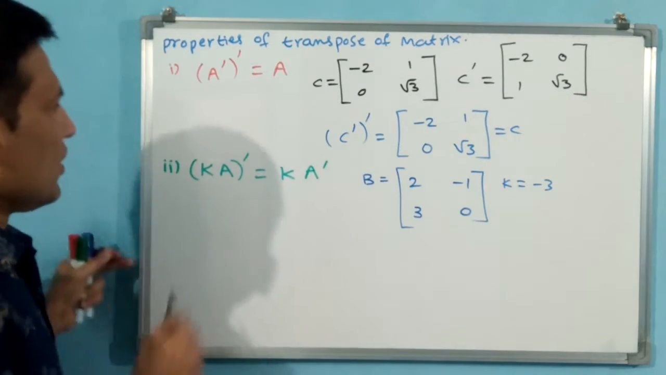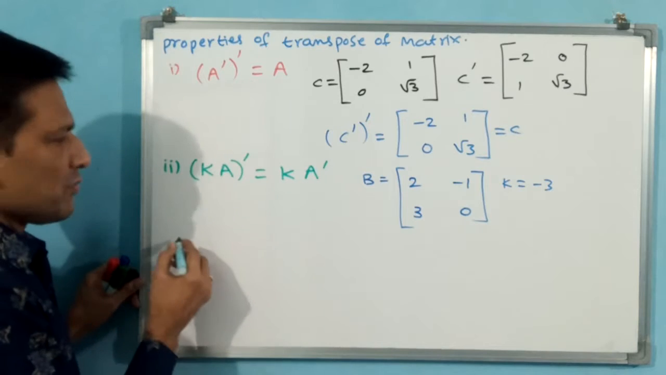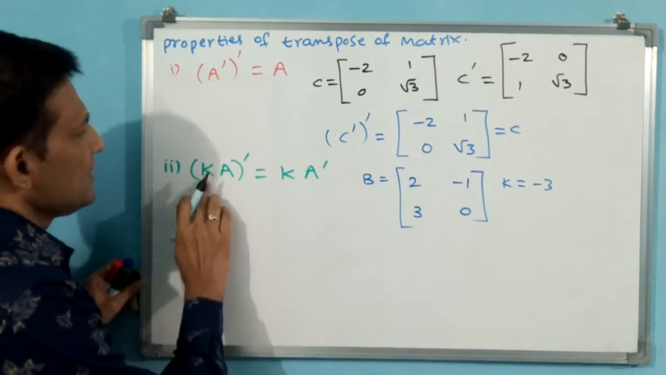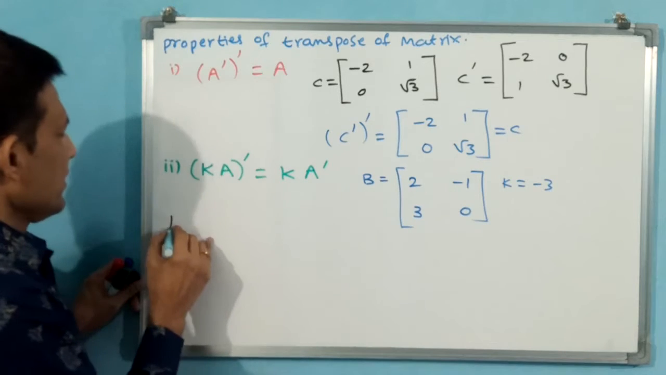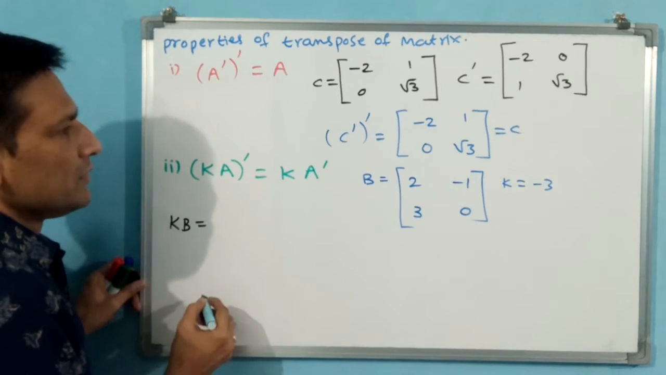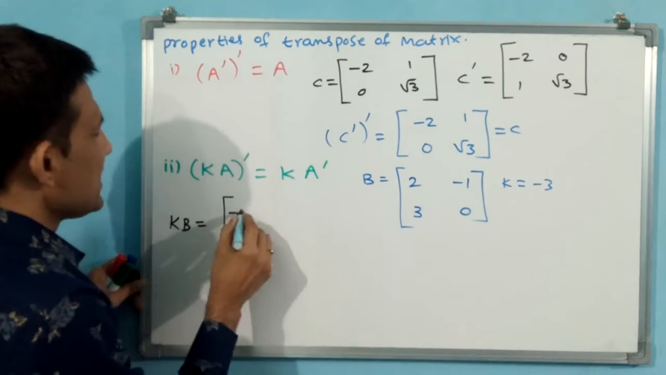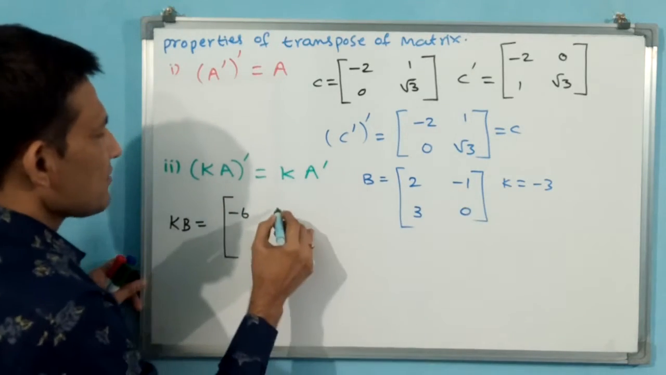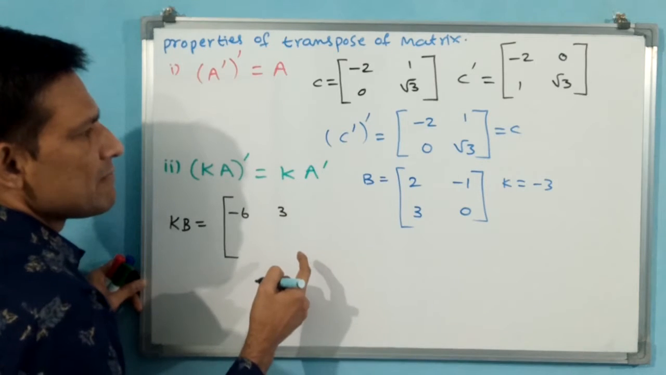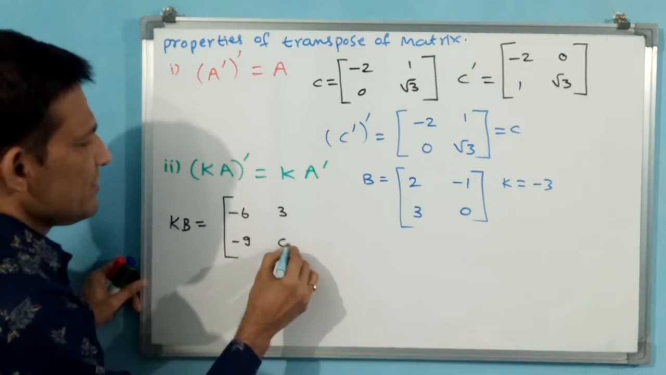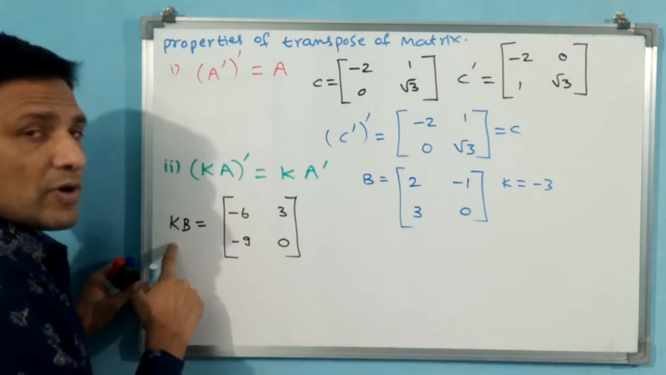Scalar also you know. First you do Ka, then you transpose it. Ka means here Kb. Kb is equal to, directly you can write, minus 3 into 2, minus 6. Minus 3 into minus 1, 3. Minus 3 into 3, minus 9. Minus 3 into 0, 0. Okay, this is Kb.